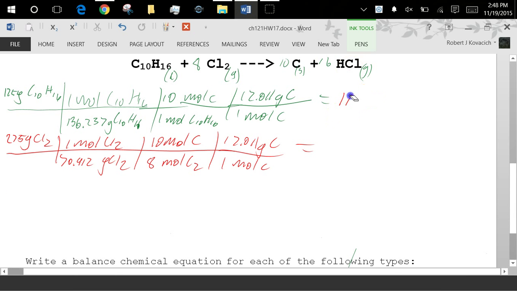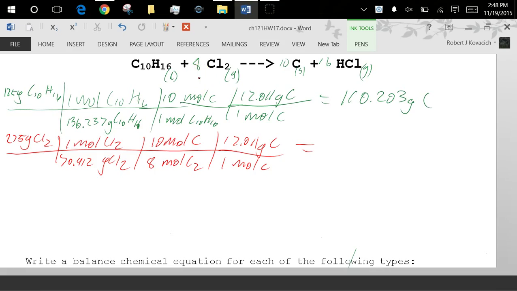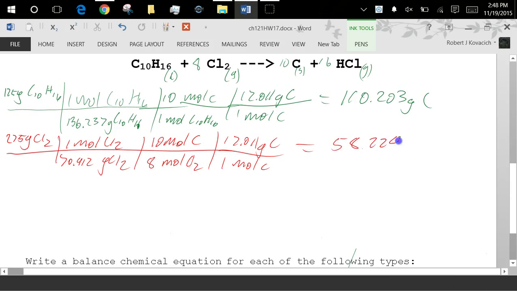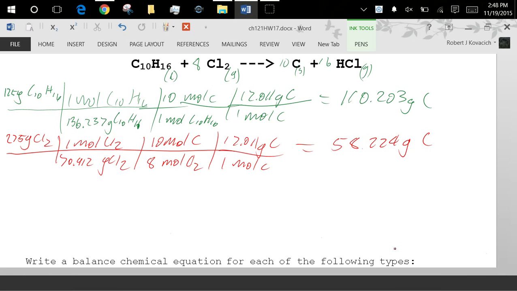So I get 110.203 grams of carbon. And then I've got 275 divided by the 70 number times 10 divided by 8 times 12.011. So I get 58.224 grams of carbon. Okay, so what do I know? The chlorine's going to run out, and the moment the chlorine runs out, I've got about 58 grams of carbon made. So I'm going to have leftover C10H16, but I want to figure out how much of the hydrochloric acid was created as well.